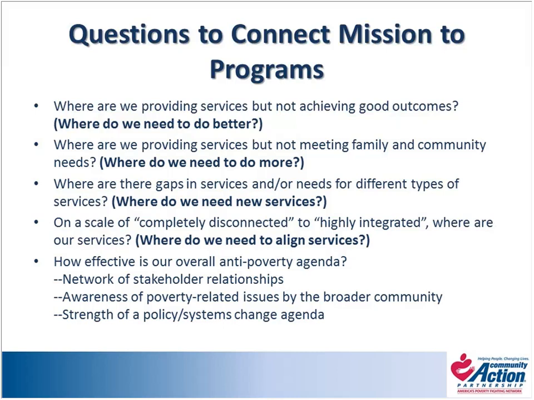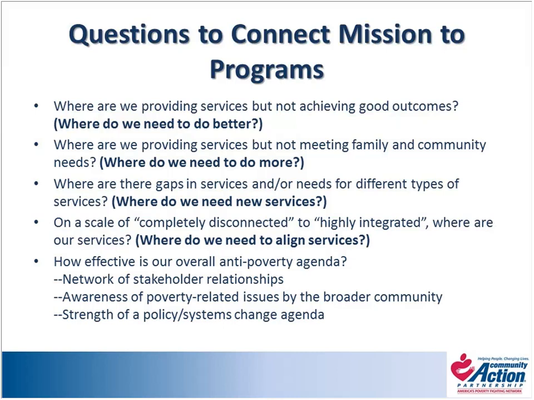Another good question to ask is, on a scale of completely disconnected to highly integrated, where are our services? That helps you figure out, moving into the next phase, any work that you need to do on service alignment, developing a single intake system, bundling services, doing cross-training to provide more case management, or moving to a coaching model. So again, looking at that overall service delivery strategy.